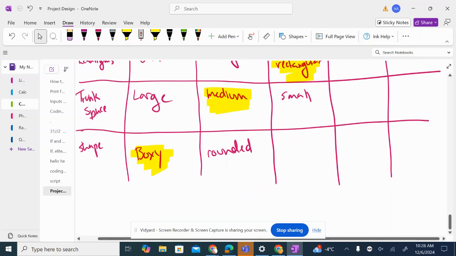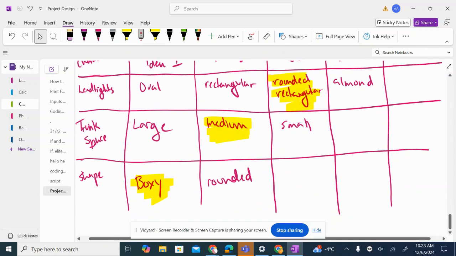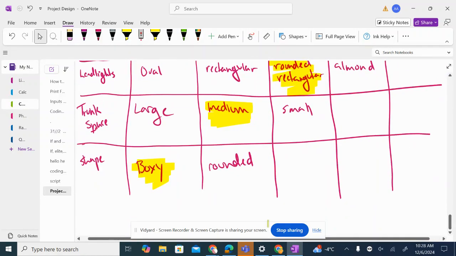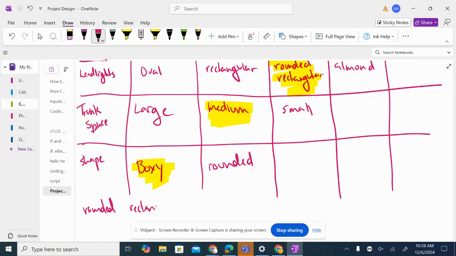And then now, instead of having 3 or 4 or 10 different options, because you can mix and match these in so many different ways, now we have a car. We know it has rounded rectangular headlights. We know it has a medium-sized trunk. We know it has a boxy look.